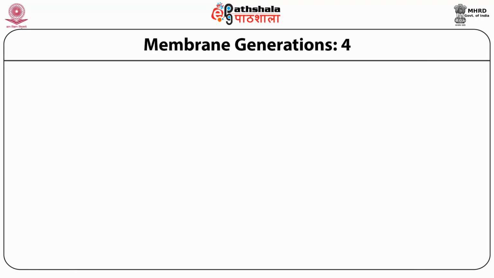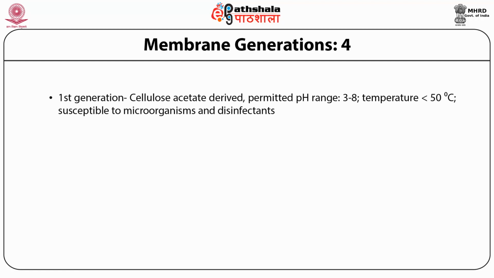Membrane generations. As per the technical development carried out to date, membrane materials can be classified into 4 generations. First generation, cellulose ester derived membranes, which were developed to desalinate seawater. They were susceptible to microorganisms and disinfectants, as well as sensitive to pH and temperature. In such membranes, the applicable pH range was 3 to 8, and the maximum temperature which this type of membrane can tolerate is 50 degrees centigrade.